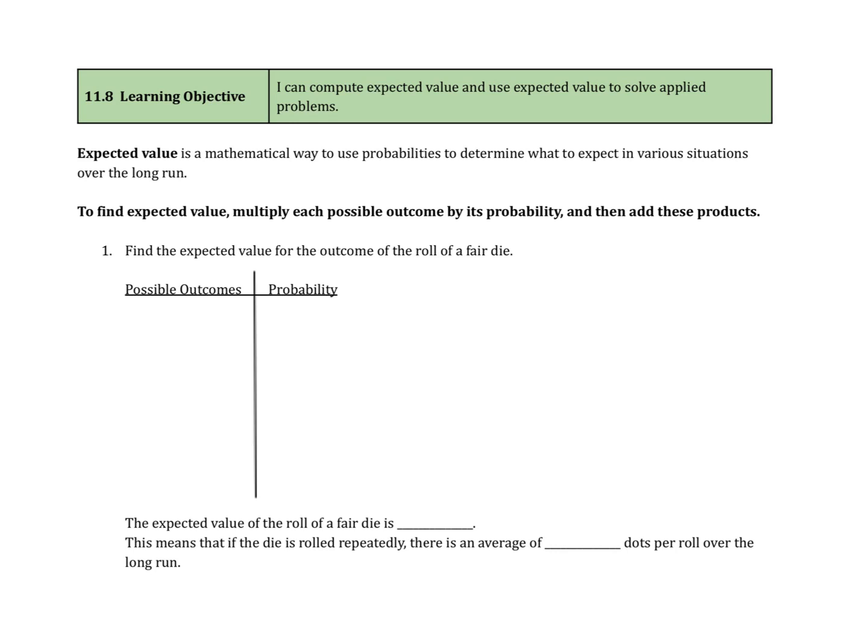In this video, we will compute expected value and use expected value to solve applied problems. Expected value is a mathematical way to use probabilities to determine what to expect in various situations over the long run. We will find expected value by multiplying each possible outcome by its probability, and then we'll add those products. Let's take a look at an example.